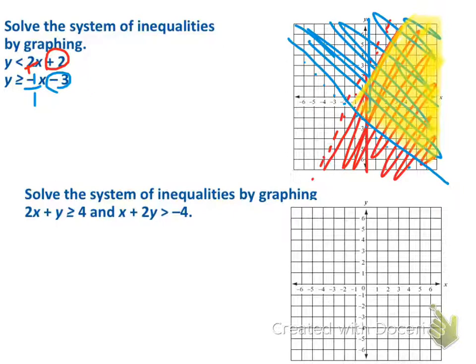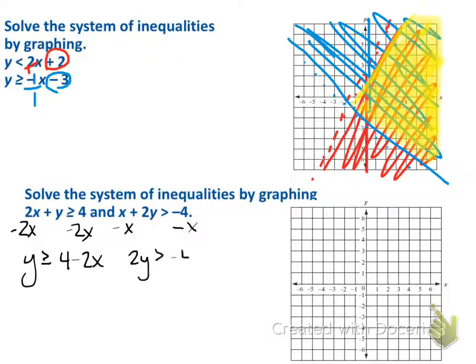We've got 2x plus y is greater than or equal to 4, and x plus 2y is greater than negative 4. Notice these are in standard form, so we need to put them into y equals mx plus b first. And I'm going to do this other one while I'm at it. Divide both sides by 2. So y is greater than negative 2. Remember, that's got an invisible 1 there, so that's negative 1/2 x.